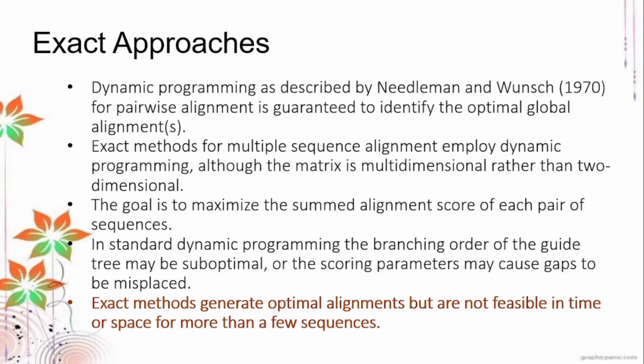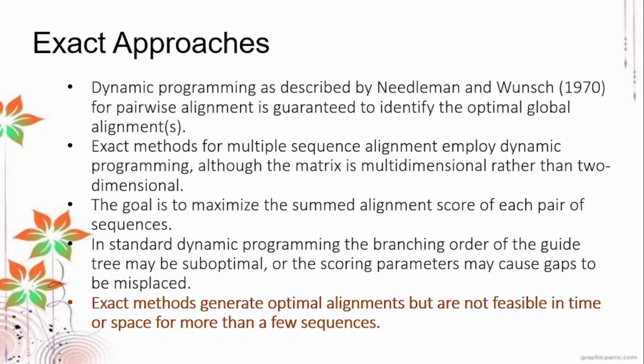Okay, so let's look at these 5 approaches one by one. Let's start with the exact approaches. In the exact approach, we are using the dynamic programming described by Needleman-Wunsch in 1970 for pairwise alignment. Actually, the exact approach is an extension of the pairwise alignment. That is why it's also the first method to be proposed, but not exactly used. You will see later why not. But in the exact approaches, it's more of an extension of the pairwise alignment.